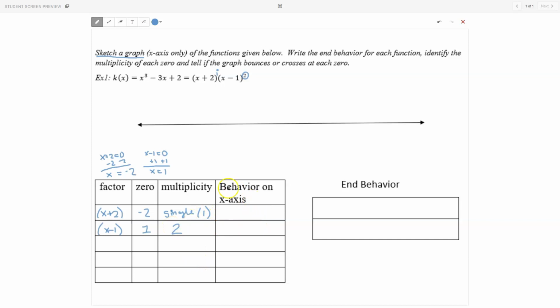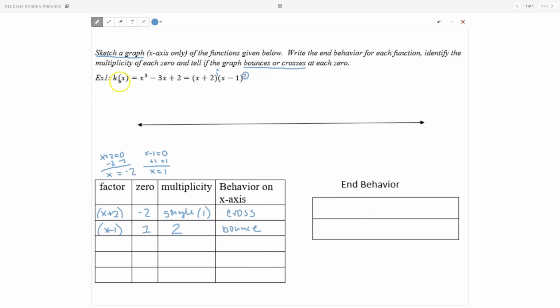That multiplicity is how we know what the behavior is. And there are two behaviors right there, bounces or crosses. That's what we're going to put right here, behavior on the x-axis. If it has an odd multiplicity, it's going to cross. If it has an even multiplicity, it's going to bounce. Okay, now I only had 2 factors, so I don't need these extra things down here. They're for if you have more than one factor.